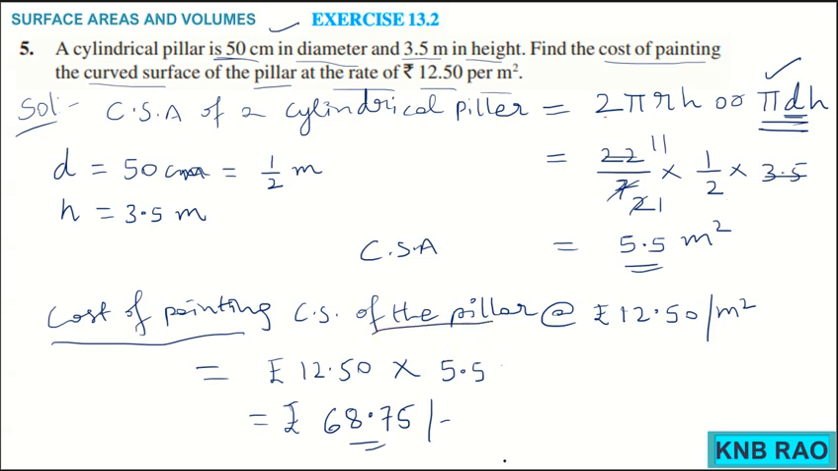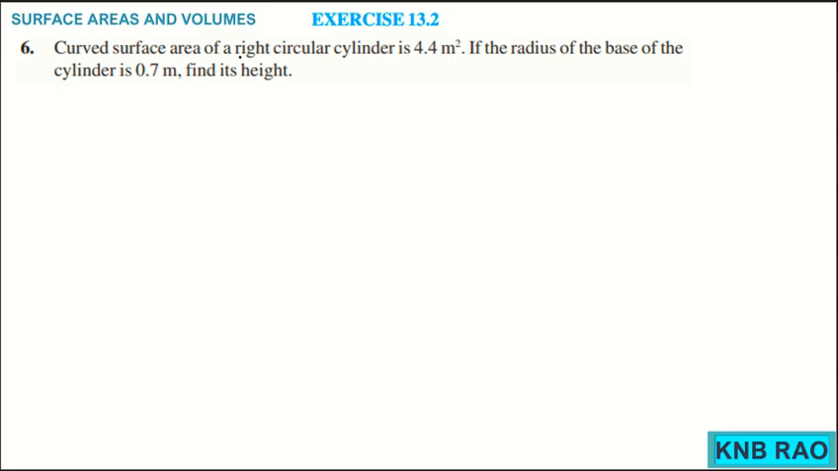Now moving on to question number 6. The curved surface area of a right circular cylinder is 4.4 meter square. They have already given the CSA. The radius of the base of the cylinder is 0.7 meter. Find its height. So it's a simple question. We have already got the CSA.